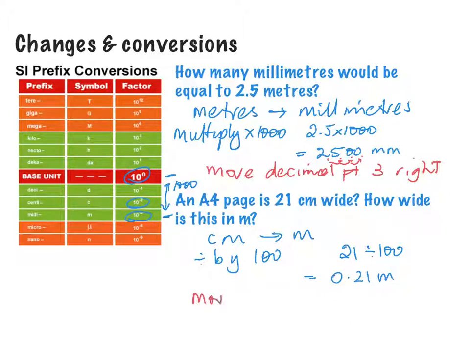So I move the decimal point to the left. It was here, 1, there it is now. So I've moved it that way, then I moved it that way again. Right, let's look at another example.